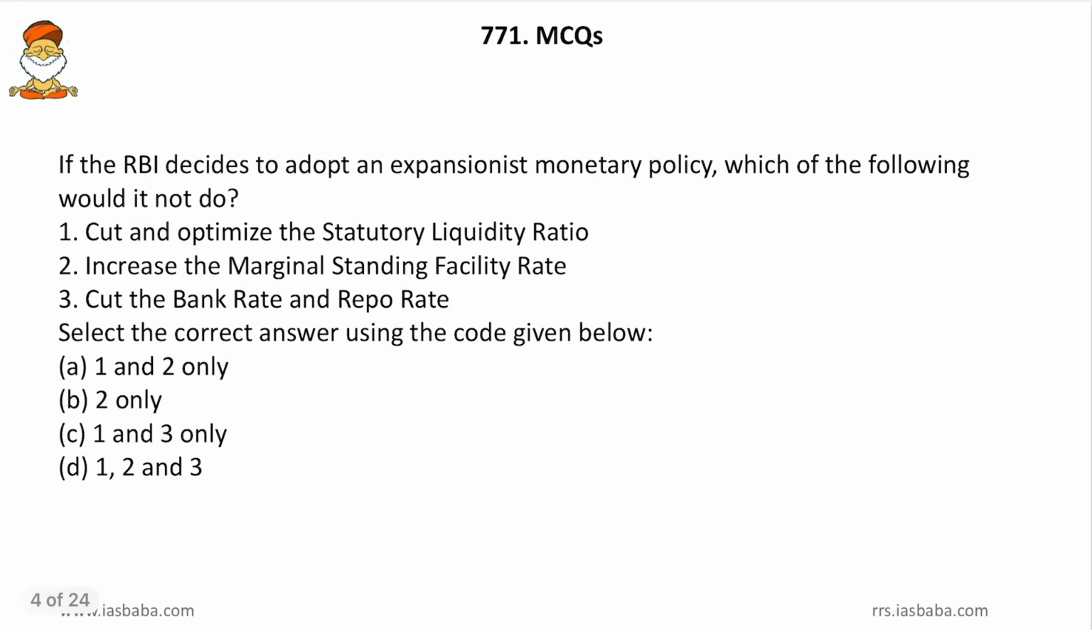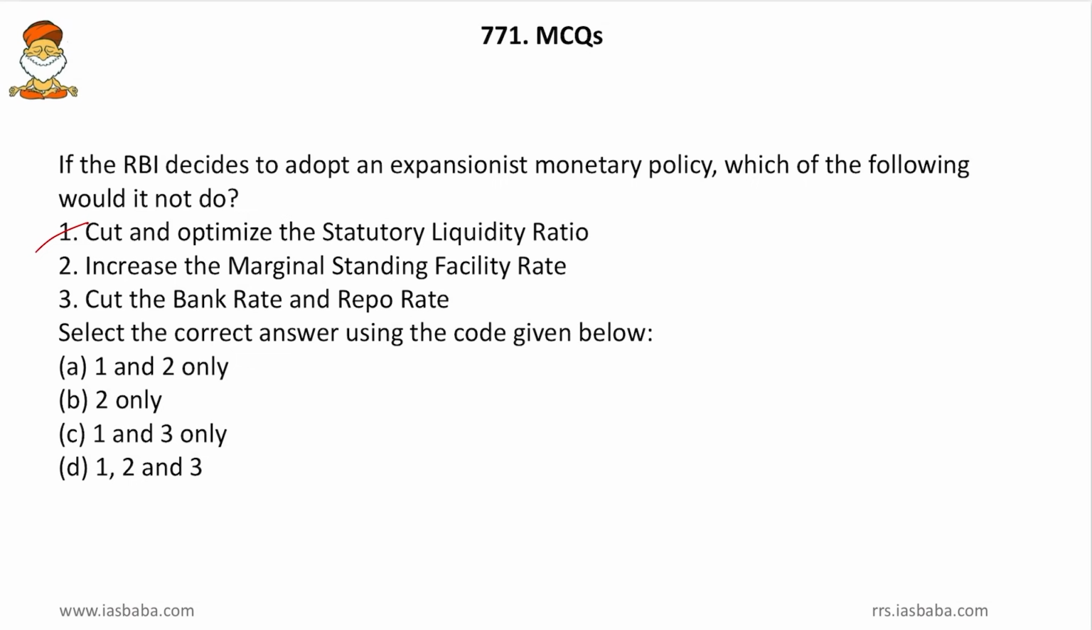If RBI decides to adopt an expansionist monetary policy, then which of the following would it not do? Friends, it is a conceptual question. We will memorize the concept before seeing the options. Friends, expansionist monetary policy means wherein we have to infuse more and more money into the economy. So it involves more and more reduction in the policy rates. So we will look into it. First one, cut and optimize the statutory liquidity ratio. Yes friends, by doing this, we are adopting expansionary monetary policy. So statement 1 stands to be correct.